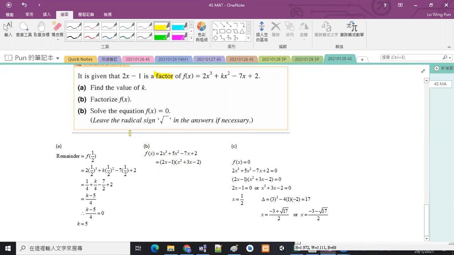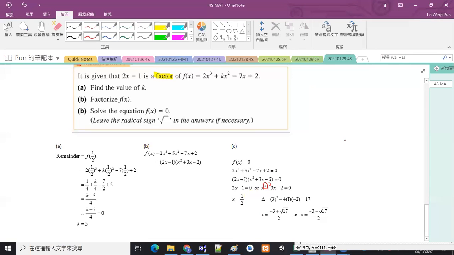And then in part C, you need to solve the equation f(x) equals 0. So you just use the factorized form of f(x) and then put it to be 0, and then split the equation into two parts. The first part is very easy, that x is equal to 1/2, and the second part is a quadratic equation, and I think this is a 2. Okay, this is a 2, sorry.